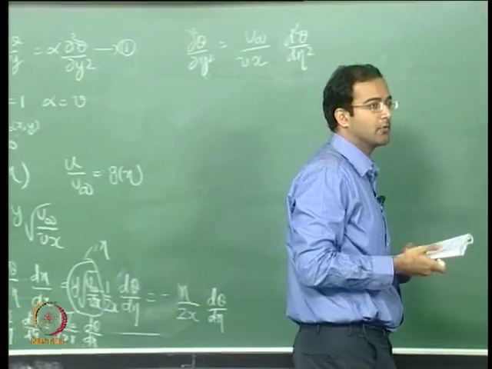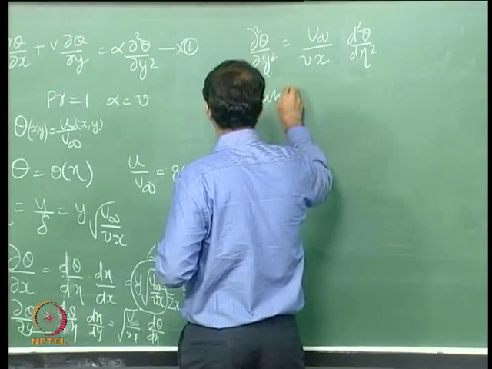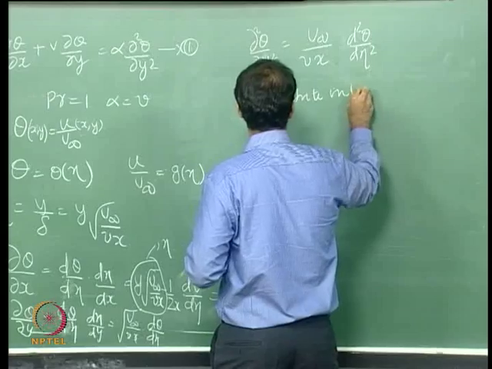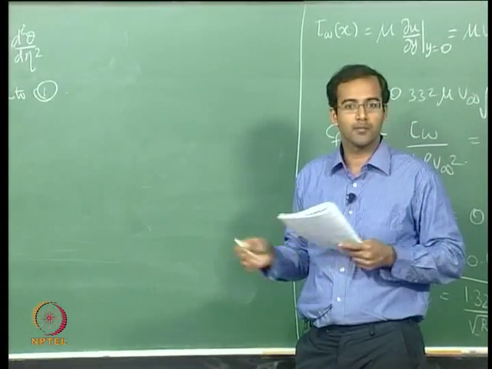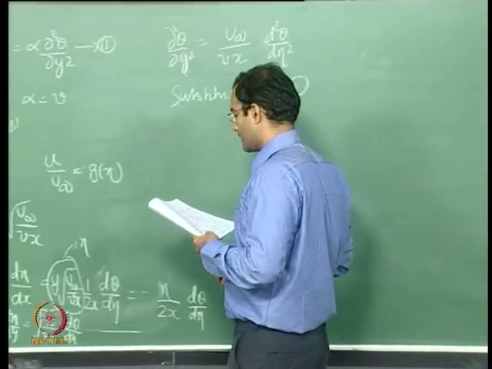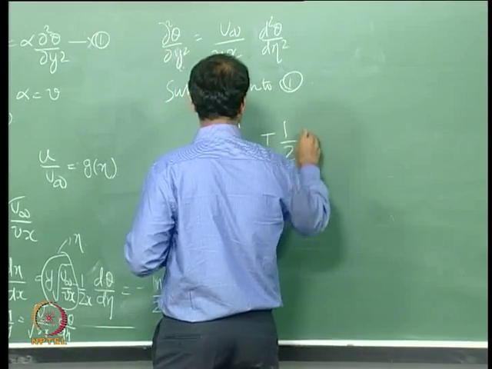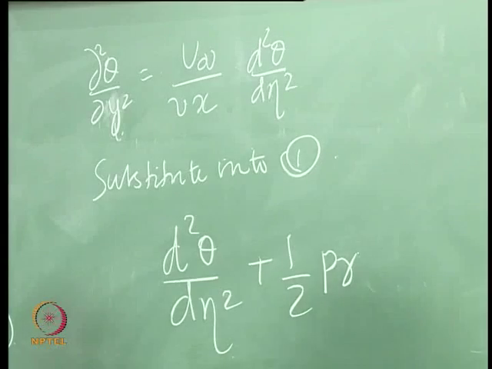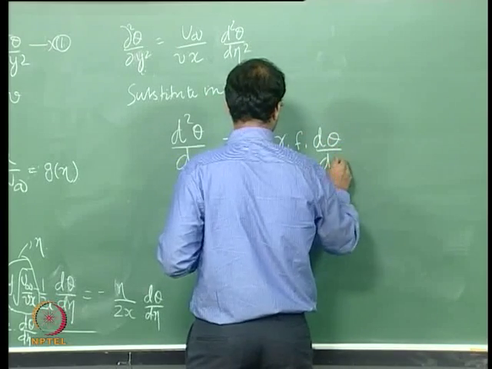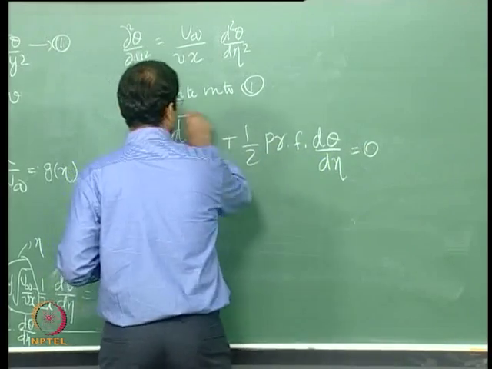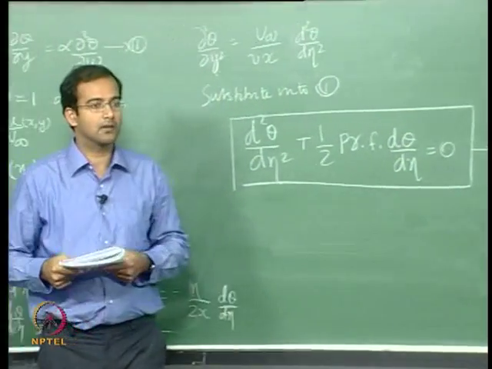You already know expressions for u and v, the similarity expressions which you had derived before. If you substitute all of this into 1, I am not going to once again do the substitution and make a nice form of this, but finally you get a neat expression which is actually an ODE. Perfectly, all the other terms get cancelled off. So you get only a function of eta everywhere. There are no terms in x and y coming out. Therefore Pohlhausen's guess that theta should be a function of eta was absolutely correct. So this is the similarity solution that you can get for temperature.